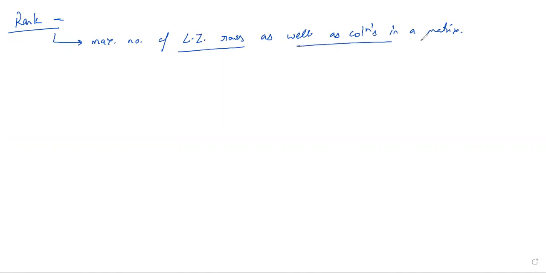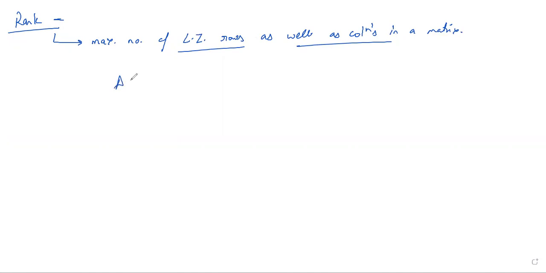Rank is basically the maximum number of linearly independent rows as well as columns in a matrix. So what is the rank? Rank is the number of linearly independent rows as well as columns in any matrix A. Let's just consider the matrix A.